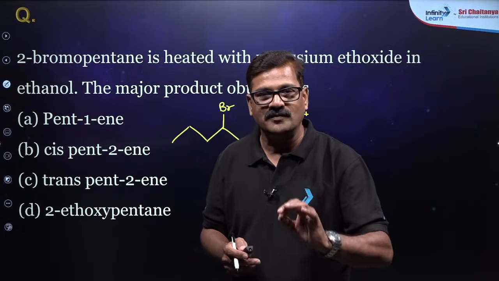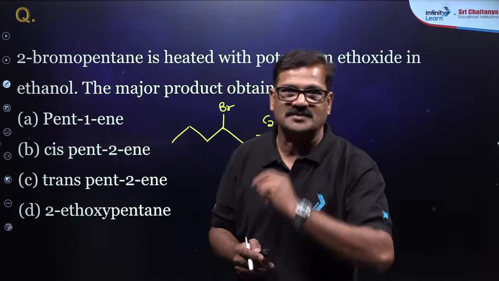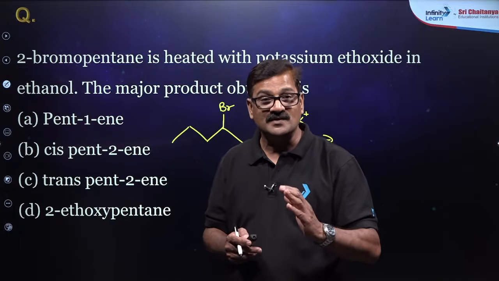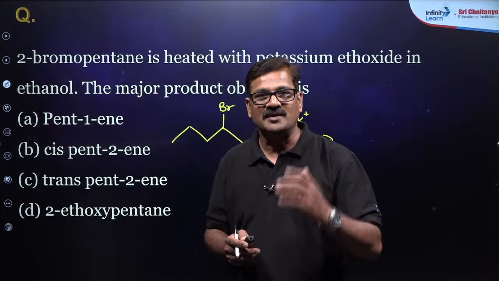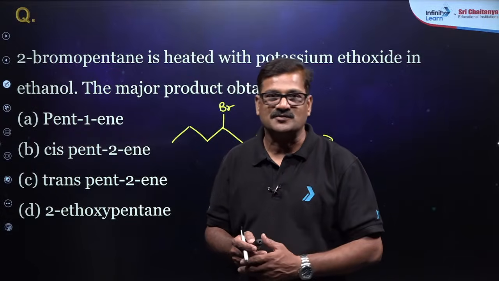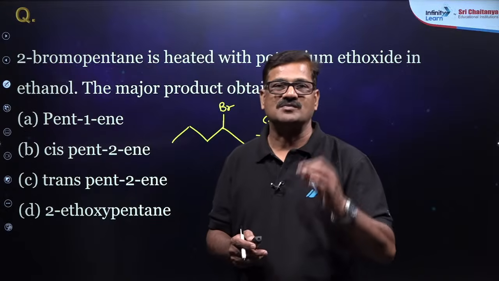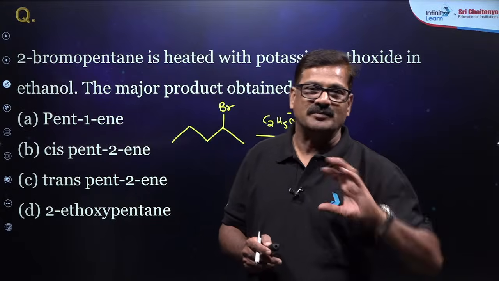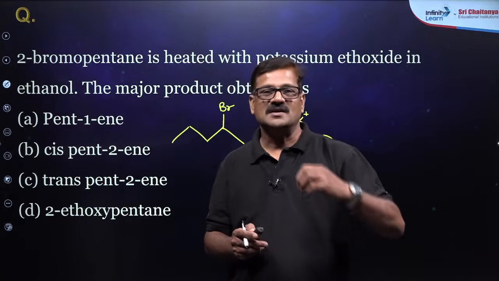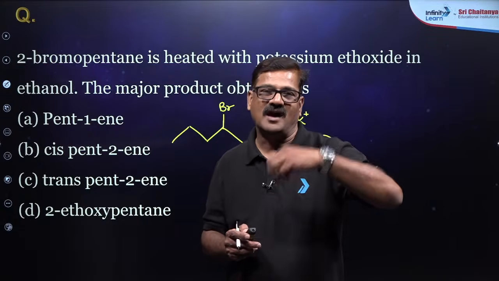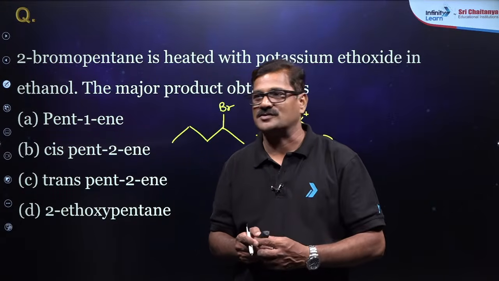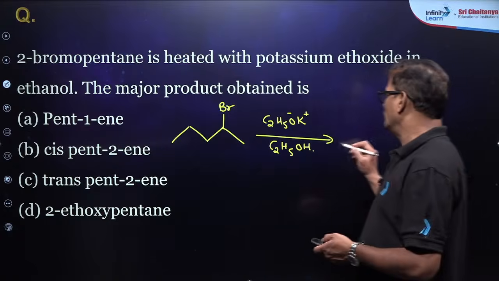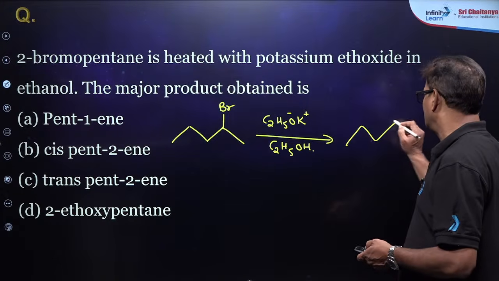So Markovnikov rule is used for addition reaction and Saytzeff rule is used for elimination reaction. What does Saytzeff rule say? During elimination reaction, the product that is formed is going to be the most stable alkene. So in beta elimination, hydrogen is eliminated from the beta carbon which bears the least number of hydrogens on it. So you are going to get the product like this.